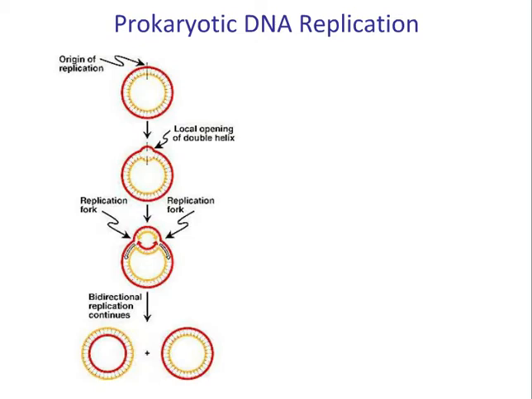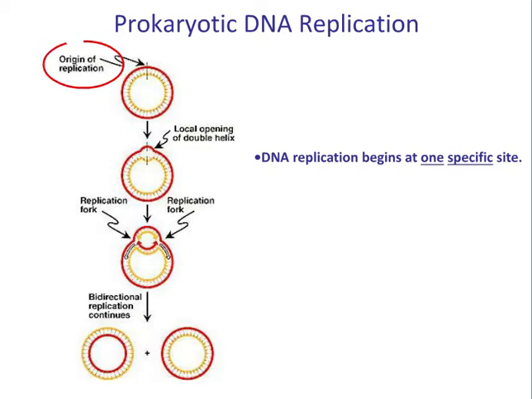The chromosomes of prokaryotic organisms are closed circular double-stranded DNA molecules. Replication of the chromosome begins at one specific site called the origin of replication. The origin of replication is a sequence of bases that is recognized by the DNA proteins, which initiate strand separation and the formation of a replication bubble.